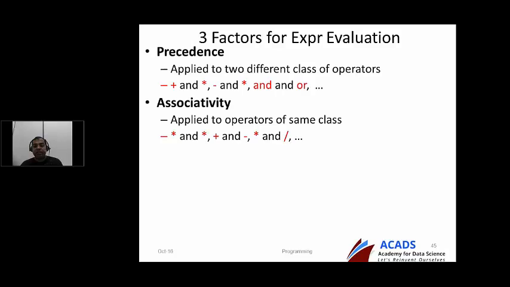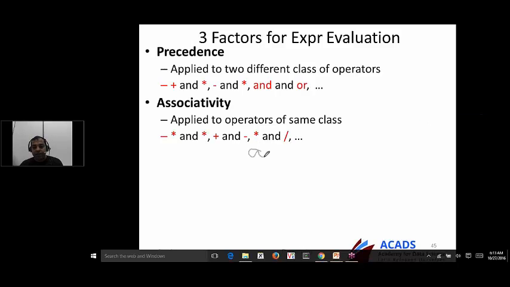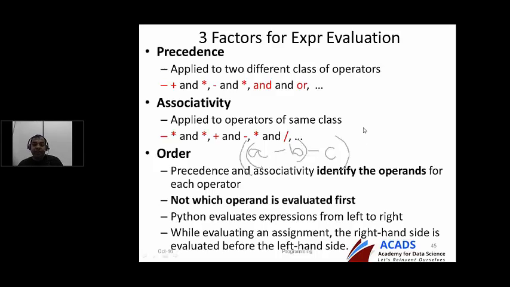You have to first evaluate the left operator, so it will take its arguments and then only you move on to the right operator, which means if I have an expression A minus B minus C, it will first compute A minus B and then only it will go on to evaluating minus C from the result. Okay. However, precedence and associativity typically identify the operands. So what is the operand of the first negative sign? What is the operand of the second negative sign? Okay. It does not tell you which operand will be evaluated first.